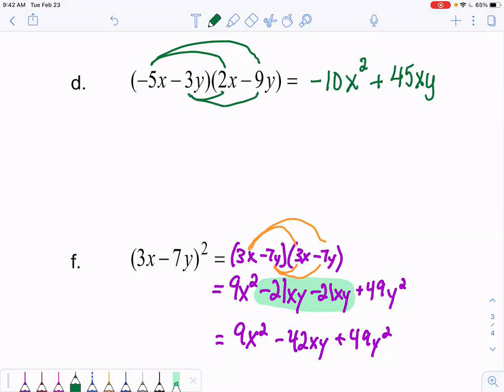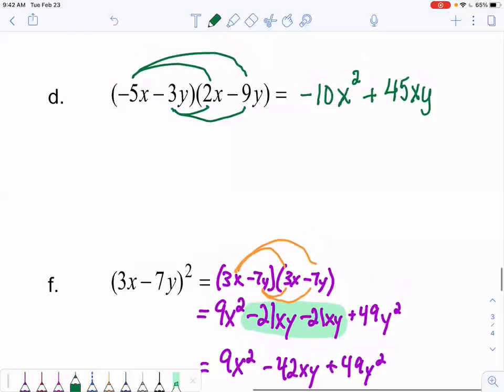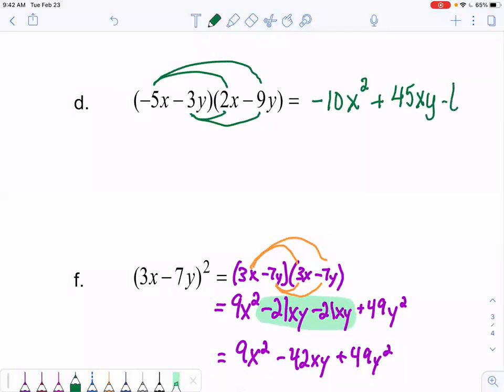Haley, what do you have for negative 3y times 2x? Yep, and I'm going to write it alphabetically, xy. And then the last one's, Haley, negative 3y and negative 9y. Yeah, I should have given myself more room. Positive 27 and then y squared. Nice job, Haley. So with all the problems we've done, those two middle terms are the like terms.